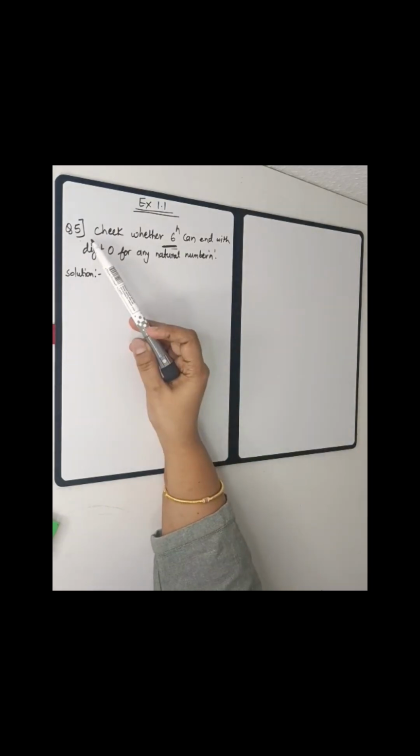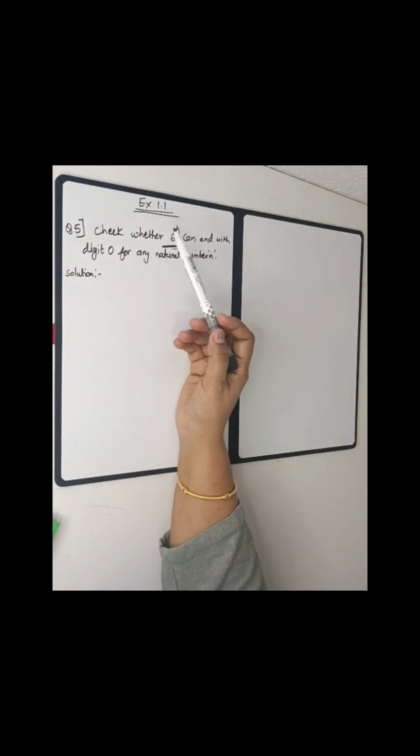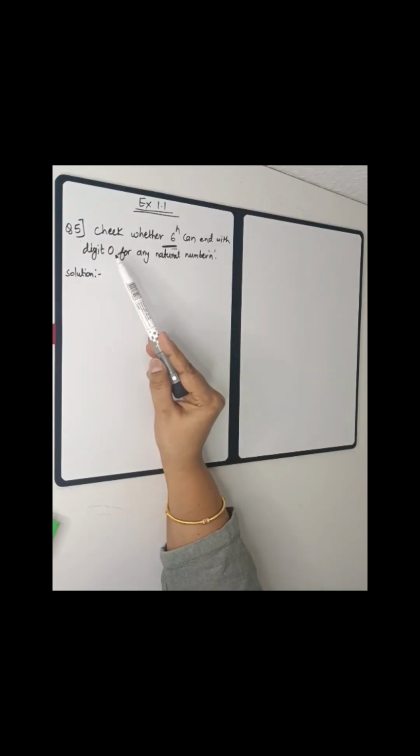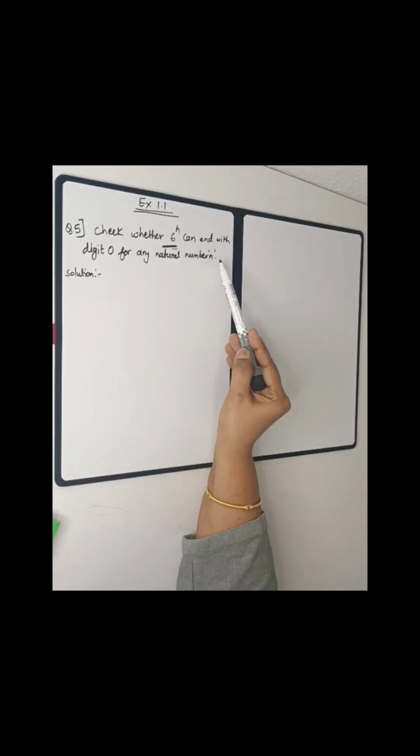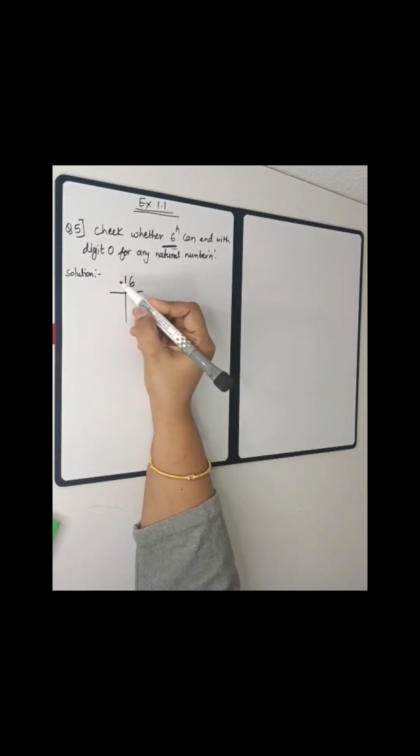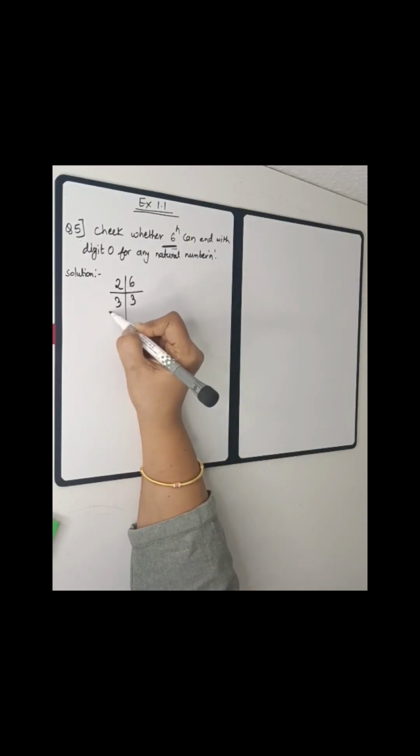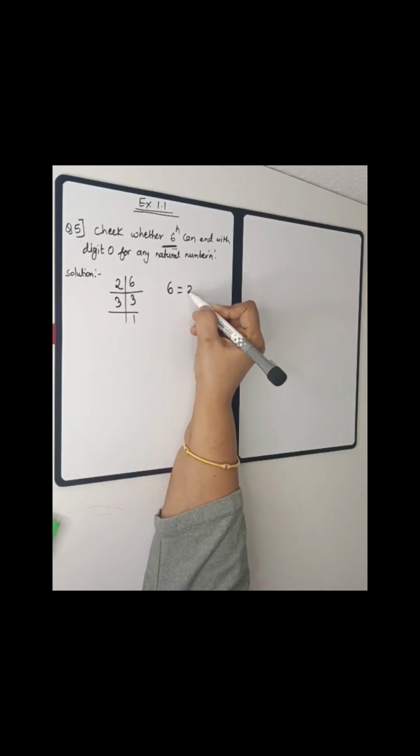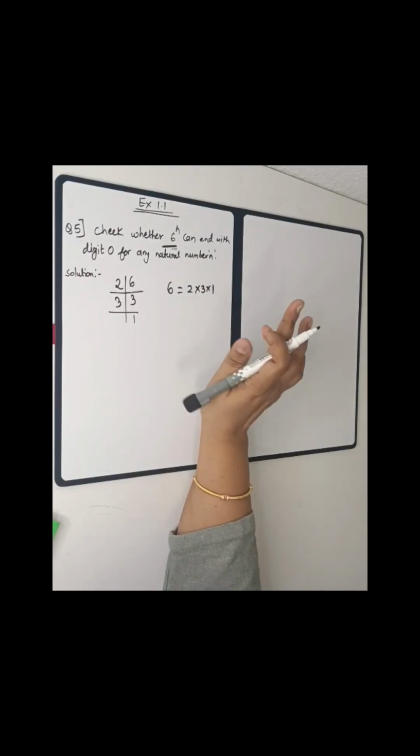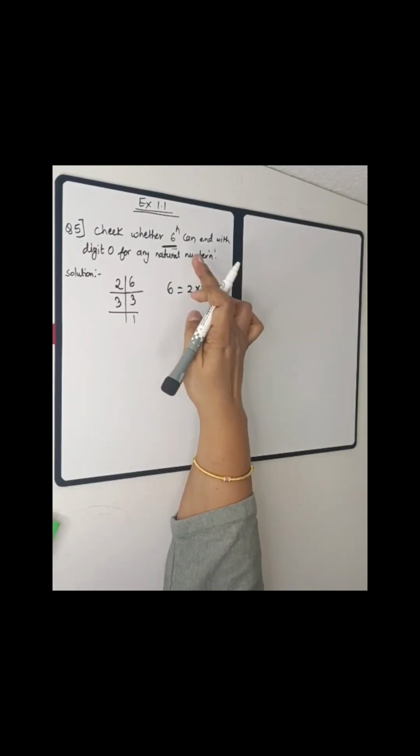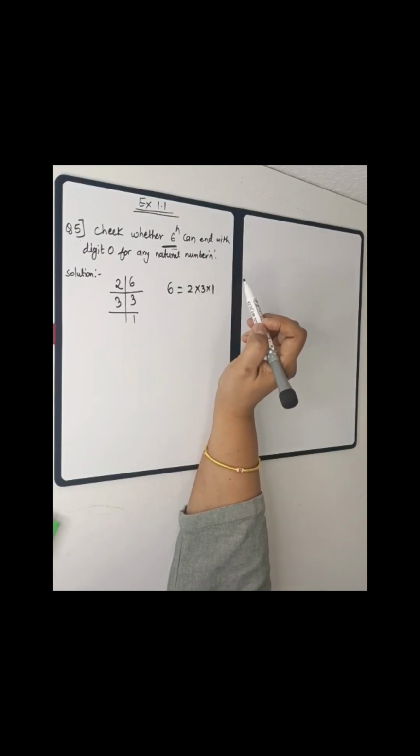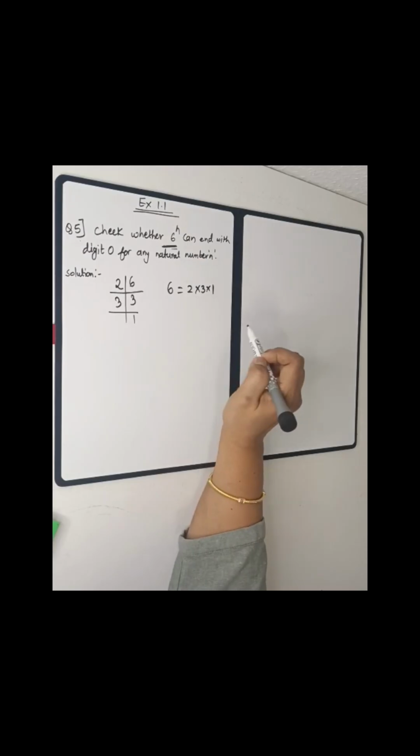So let us start with the next question of exercise 1.1. We'll read the question: Check whether 6 raised to n can end with digit 0 for any natural number n. First thing that we will do is prime factorize 6. That is 2 into 3 into 1. This is its unique prime factorization we know. If this number is raised to any natural number n, then also you will get the same factorization. Okay, that is the meaning.